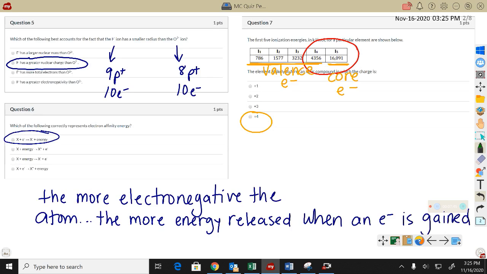5. Which of the following best accounts for the fact that the fluorine ion has a smaller radius than the oxygen ion? And yes, they are isoelectronic. When I take the charge into consideration, they both have 10 electrons. And so, yep, with the extra proton, fluorine's going to have a stronger attractive force, which creates a smaller radius. And so we'd say greater nuclear charge.